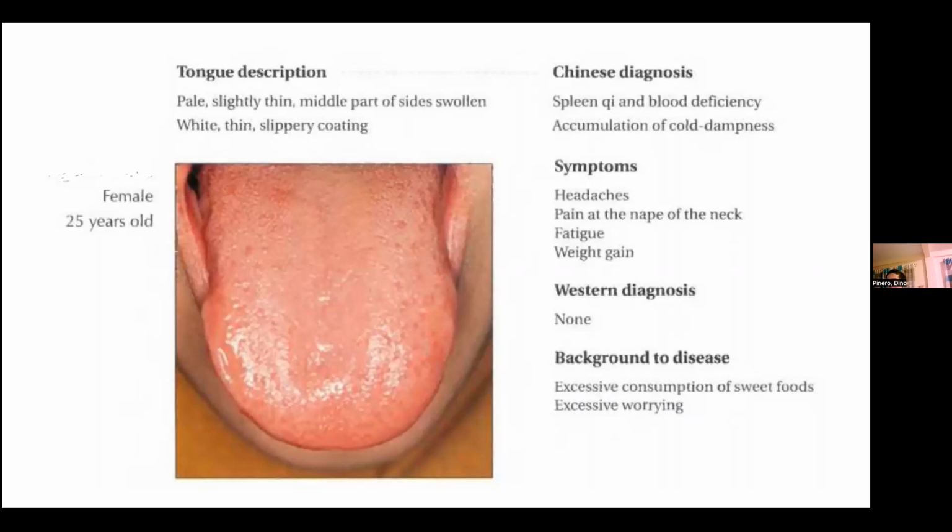This patient has symptoms of headache, pain at the nape of the neck. There's fatigue and weight gain. Sa Western diagnosis, there's none. And yung background to disease, there is excessive consumption of sweet food and excessive worrying.